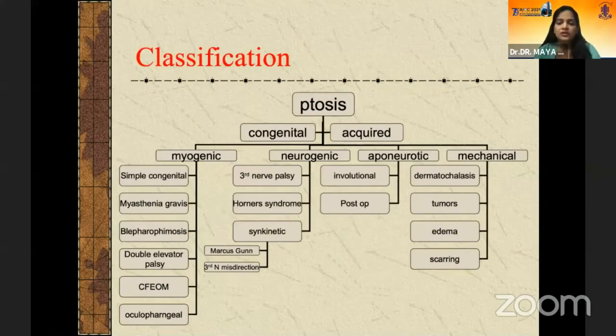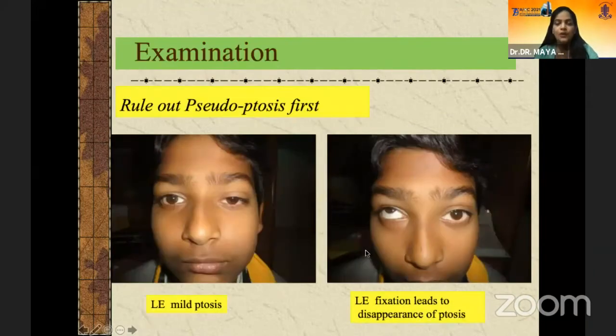So whenever you get a case of ptosis, first of all, you should classify it whether it is congenital in onset or acquired. Then etiologically, whether it is myogenic, neurogenic, aponeurotic, or a mechanical ptosis. First and foremost, rule out pseudoptosis.